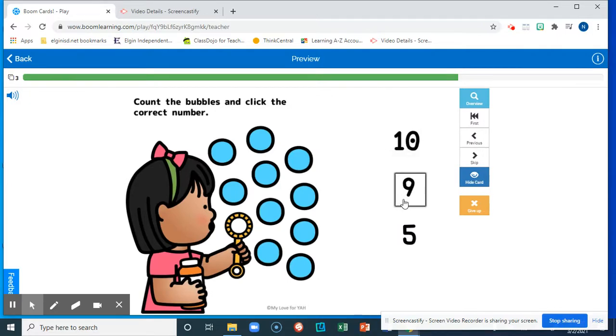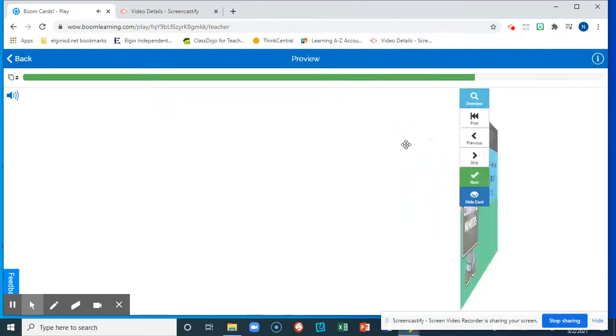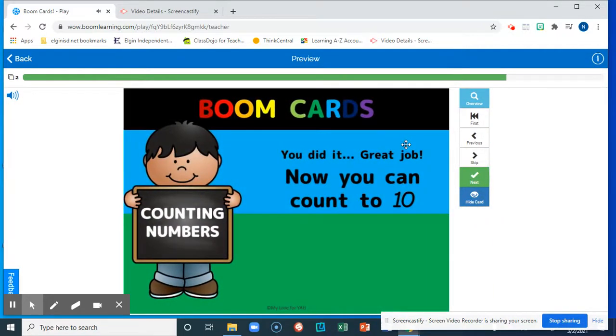Yes. What is the name of this one, though? What number is that? That's number 9. Make sure you're saying those answers before I give you the answers, okay? Don't cheat. What number is this? That's number 5. We have 10 bubbles, so we're going to click on number 10. Good job. We did it.